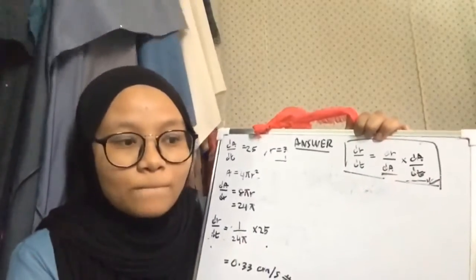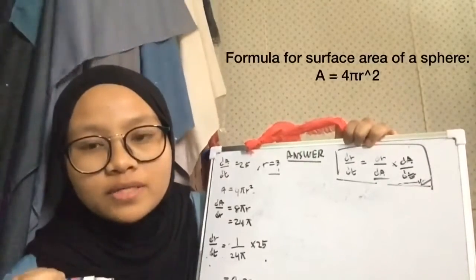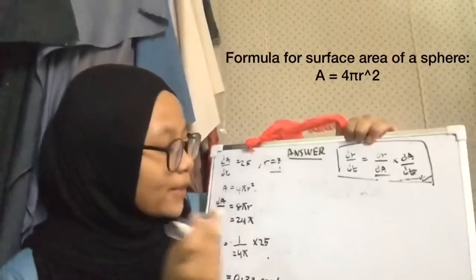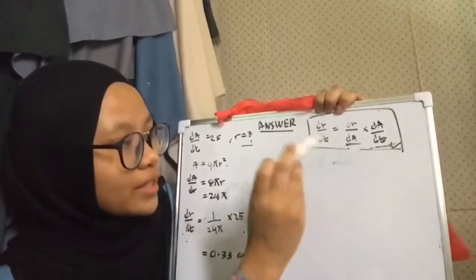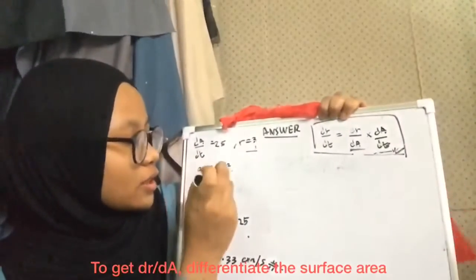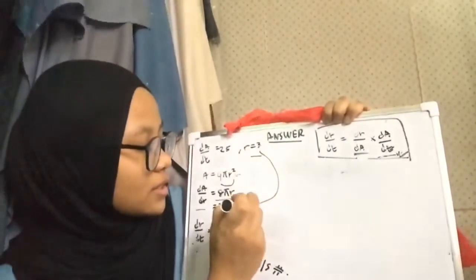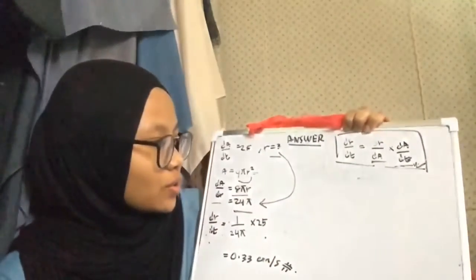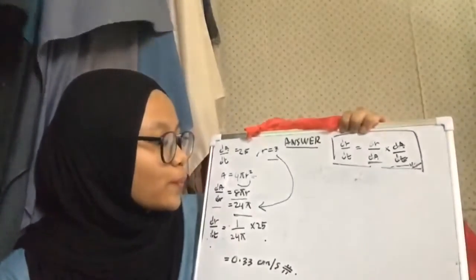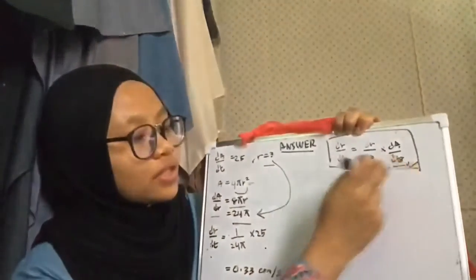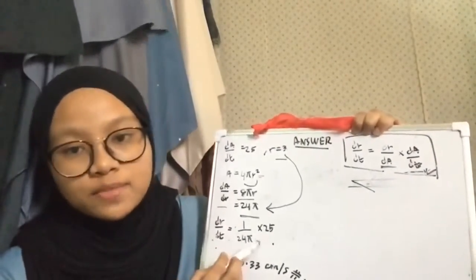We already know that the surface area of a sphere is 4 pi r squared. In order to get dA/dr, we have to differentiate this. So 2 times 4, you get 8 pi r, and then putting in 3 into this equation, you get 24 pi. So we already have all the information given, so just put it into this equation. You get dr/dt equals 1 over 24 pi times 25.